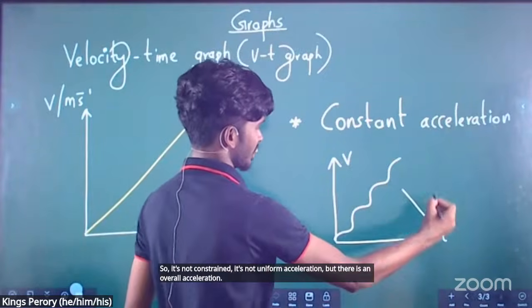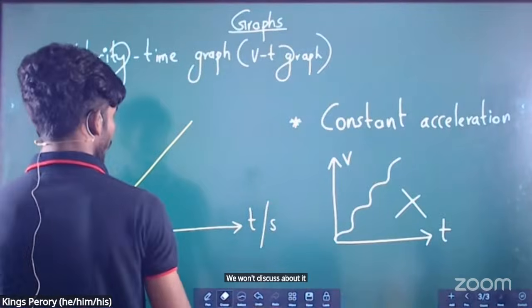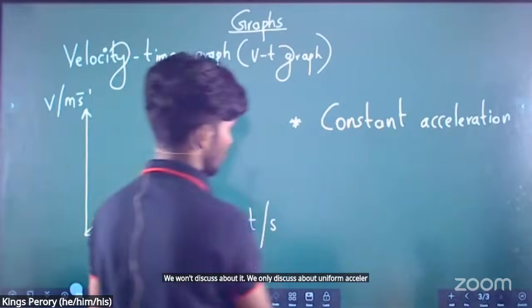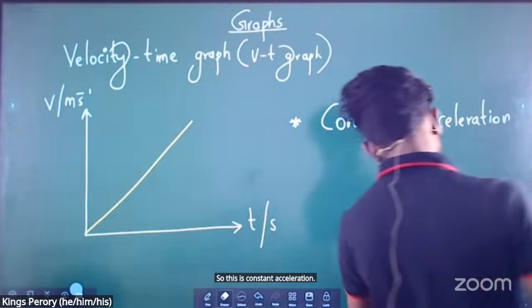We don't discuss these types of graphs in our syllabus. We won't discuss it. We only discuss uniform acceleration graphs or constant acceleration graphs. So this is constant acceleration. With that knowledge, try to decode this.